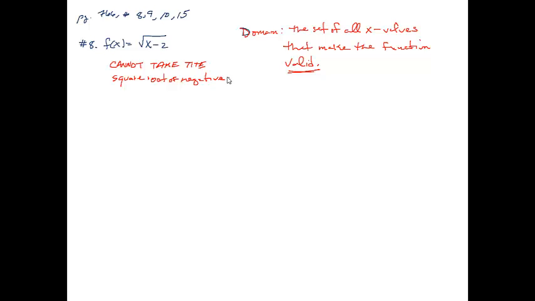So what you're going to do when you're finding the domain, the first thing you want to do is set your inside, which I call the argument, greater than or equal to 0. So basically I'm saying it can be 0 and it can be positive. And then you solve for x. So x is greater than or equal to 2. So the domain consists of all the x's that are greater than or equal to 2.